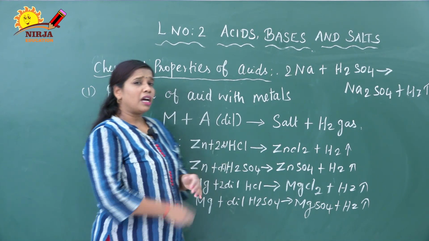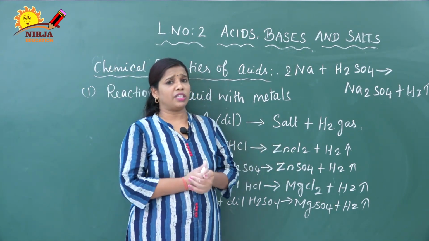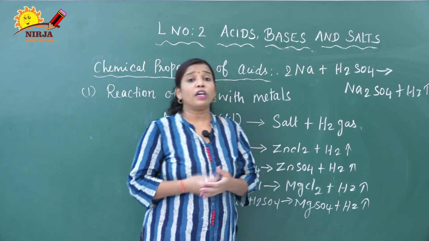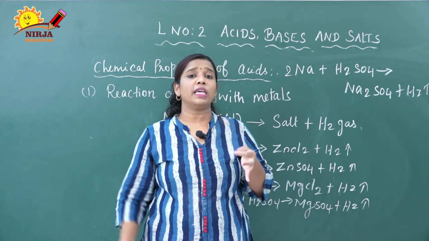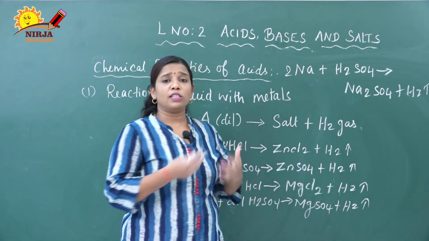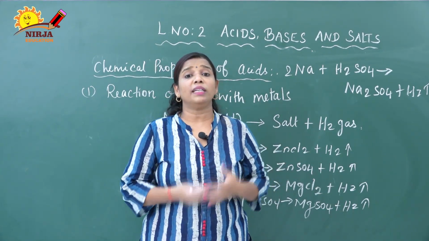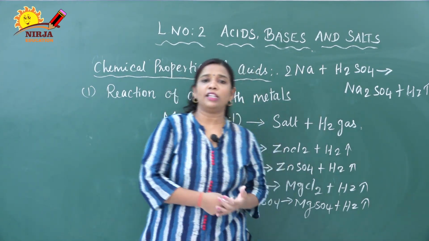Right. So how do we confirm that the gas which evolved from this reaction is hydrogen gas? Here we are telling that hydrogen gas is evolved. How do we come to know? Suppose I am taking a test tube, I am adding small granules of zinc, I am adding sulfuric acid or hydrochloric acid, that time some gas will be evolved. How do I confirm that the gas is hydrogen? So we have to confirm whether the gas is hydrogen or not.